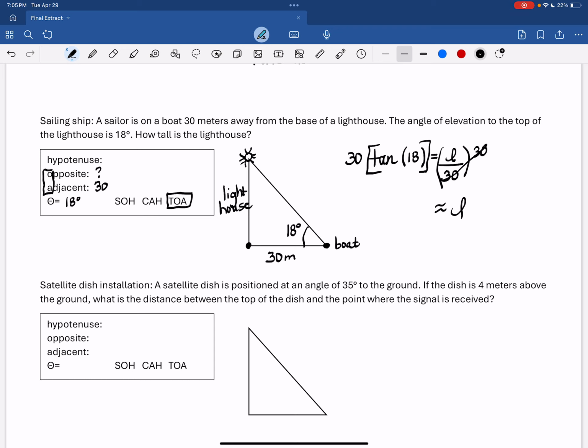So the lighthouse is going to be approximately 30 times the tangent of 18. And that's about 9.75 meters. It's a pretty small lighthouse, but that's reasonable, especially given the story that we have here. So the lighthouse is almost 10 meters tall.